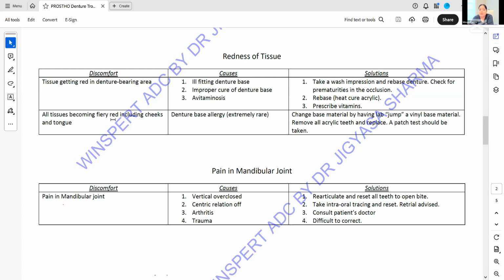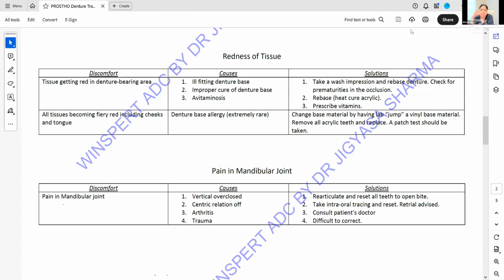All tissues becoming fiery red, including cheeks and tongue, would be extremely rare, but it would be coming from denture base allergy. True acrylic allergy is extremely rare, right? But if a patient is identified and has been proven to be truly allergic to the acrylic component, then there are acrylic-free dentures available that you will use for them. But you will have to confirm with the patient whether they have the true allergy or not.